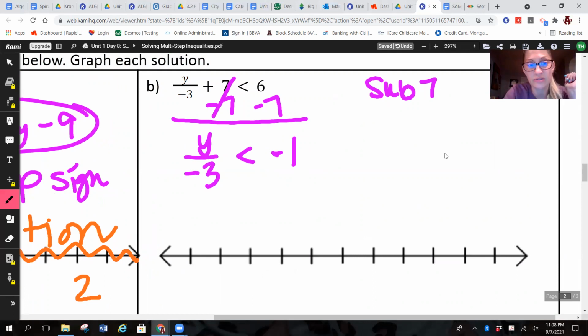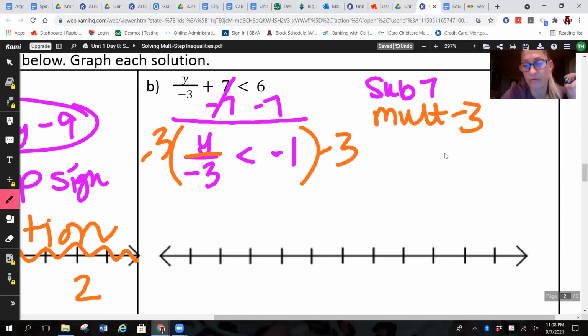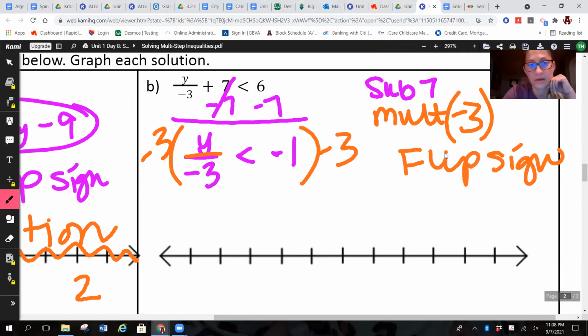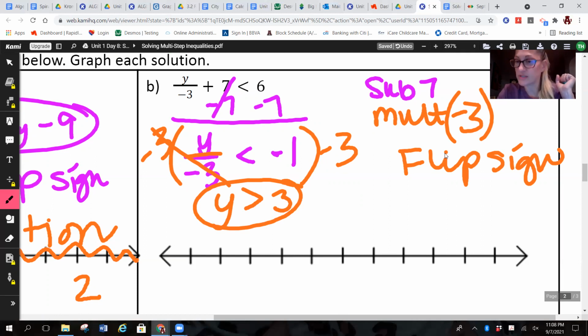So you guys will see that we are dividing by negative 3. The opposite of dividing is multiplying. So we will multiply by a negative 3, which means we're going to flip the sign. Go ahead and flip it. The 3's cross out. Negative 1 times negative 3 is positive 3. So the y represents all the numbers that are true. Y is greater than 3.